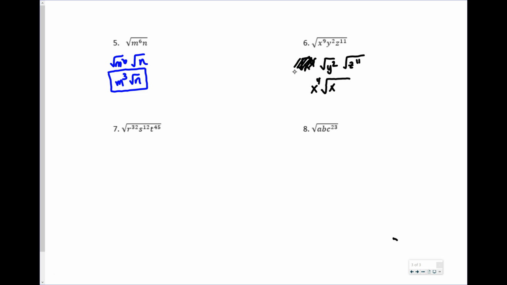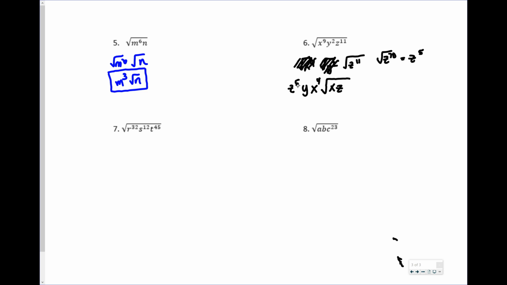Go away. Square root of y squared, that's a nice even exponent. That just turns into a y. And he's gone. And then z to the 11th, we're going to take a z away and put him in the same house as x. That leaves me with a square root of z to the 10th, which just becomes z to the 5th.